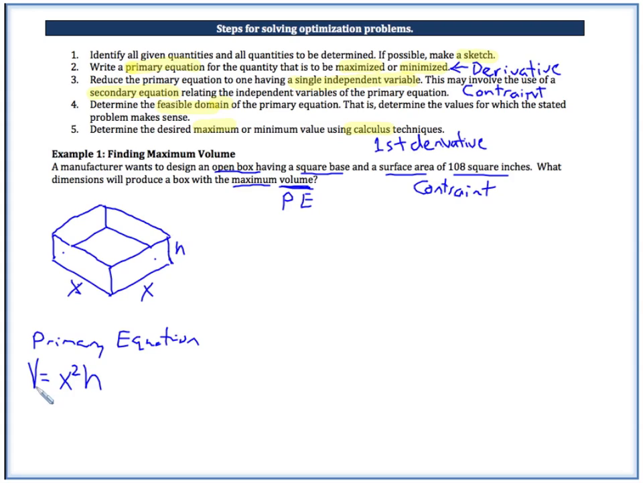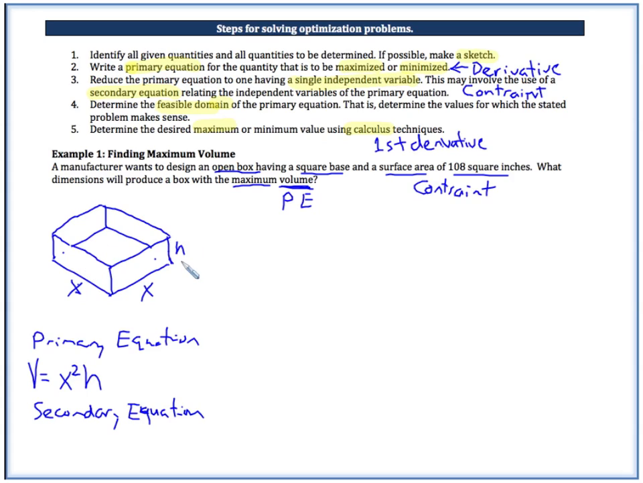Now the problem with this primary equation is we have too many variables. We want volume to be written just as a function of x. Okay, so what that means is we're going to have to come up with some sort of secondary equation that's going to help us rewrite this as a function of x. So the secondary equation is going to come from our constraint that the surface area has to be 108 square inches. Okay, so what we really need to do is write this in terms of h.